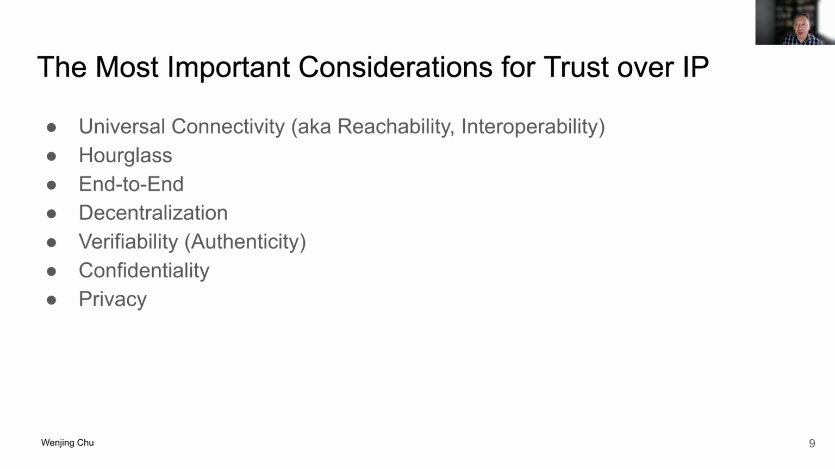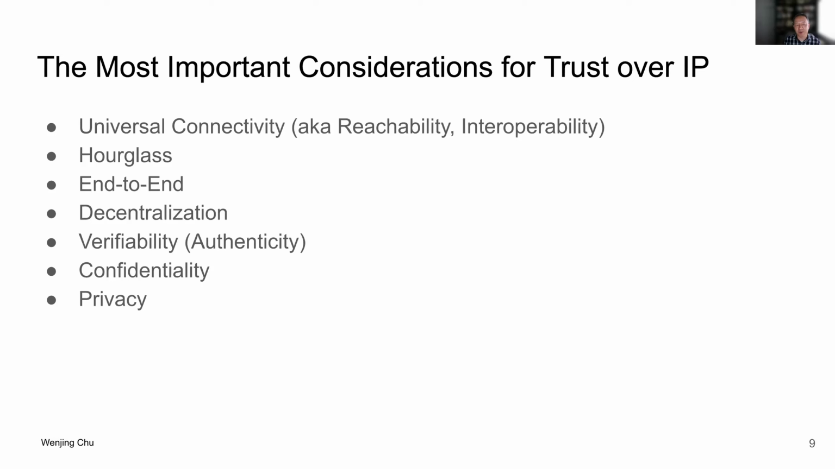Now, the Trust over IP Foundation community had numerous discussions, and we came to some goals we want to achieve. And these goals I've summarized here. As I mentioned, the first one would be universal connectivity. The second one is related to the architecture, how it's going to work. So it's named as an hourglass. I'll come to that later. End-to-end simply means that most of the features reside in the end systems, basically the devices and laptops we own, rather than in the middle of the network.